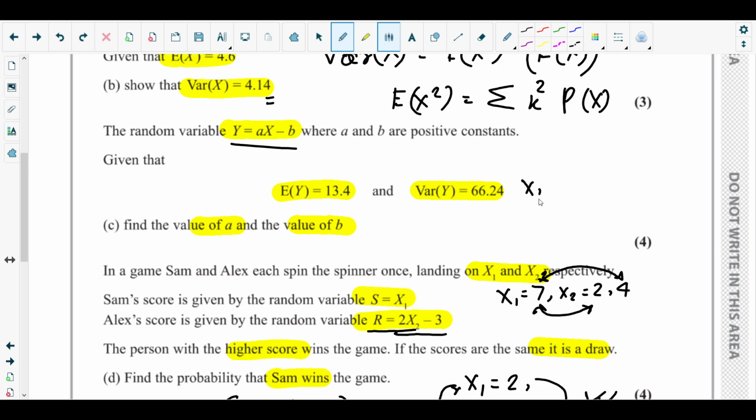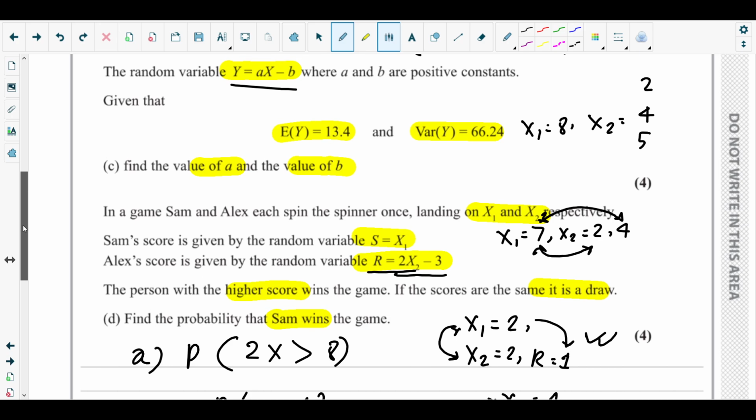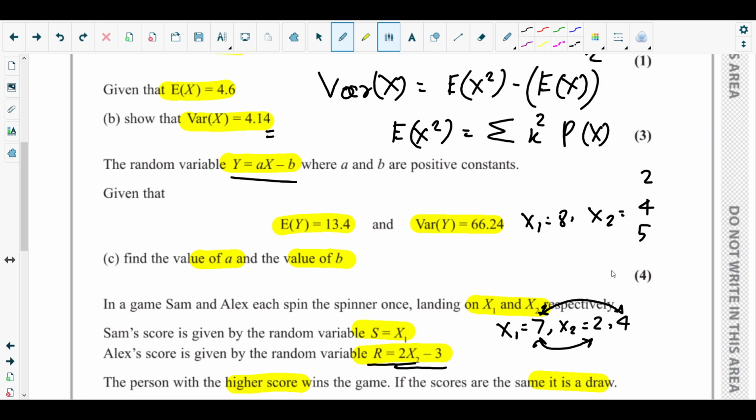Fine. Next, the last one: go up, x1 to be 8, and x2 to be what? Definitely 2 is acceptable, definitely 4, and then 5 would also be acceptable, because 5 times 2 is 10, 10 minus 3 is 7, still less than 8. So we got 3 combinations: 8, 5; 8, 4; and 8, 2. Done. That's how we need to find out the probability.